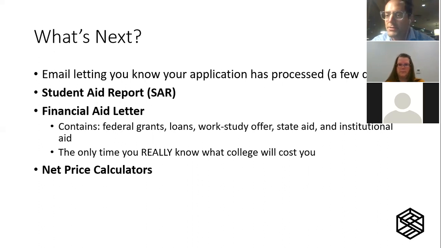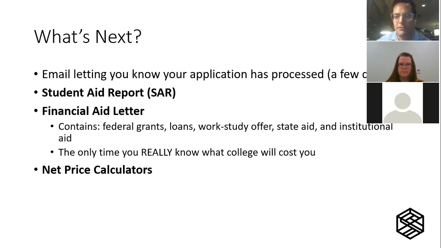These typically come out somewhere between January and May. And if you want to know some information about where you may fall in terms of affordability for the school, most colleges are required to have what's called a net price calculator.